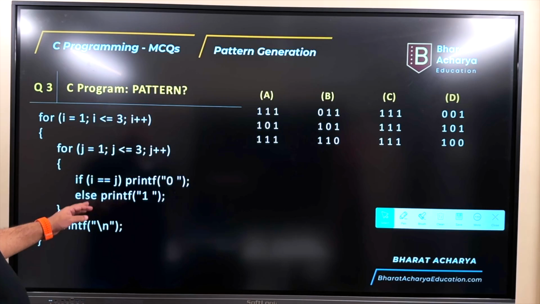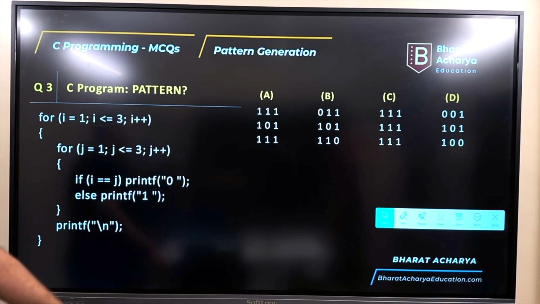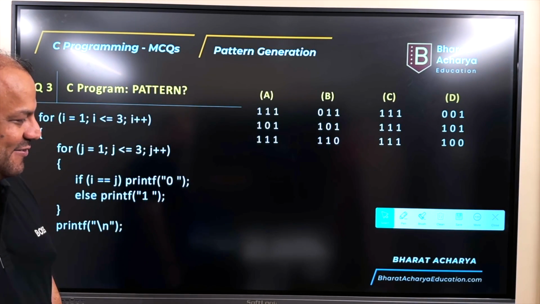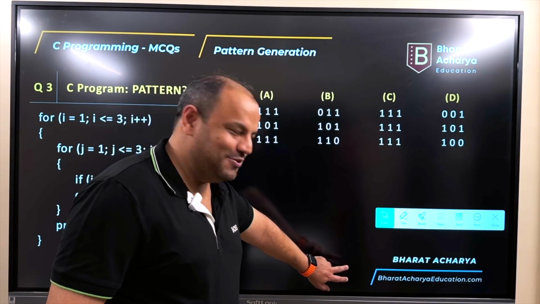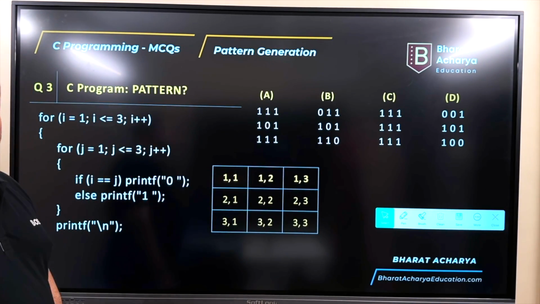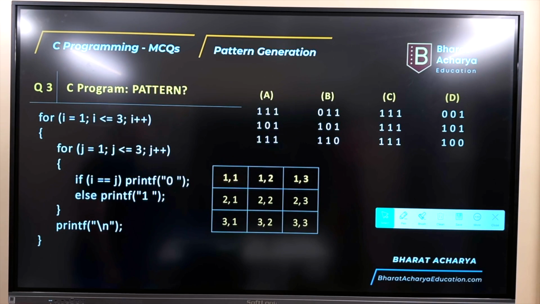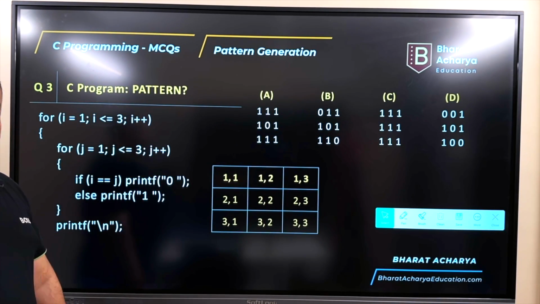If i is equal to j, don't make me show that grid. Come on, in your mind, start doing it. Those who need help, here you go. Your grid is here now. Come on. If i is equal to j, then display a 0, else display a 1.